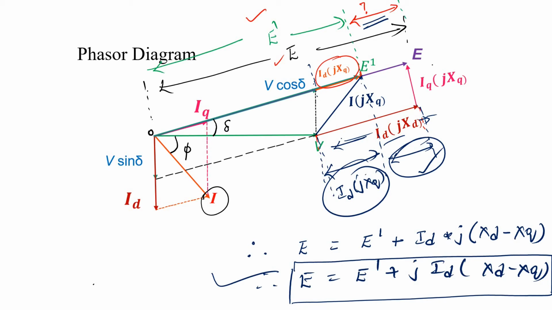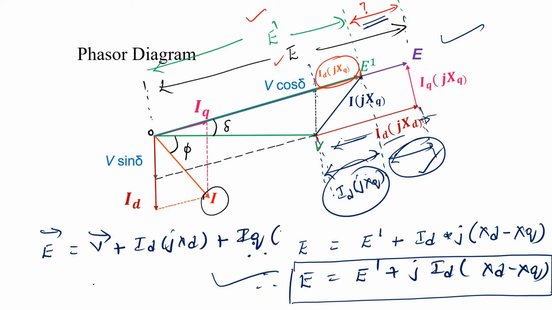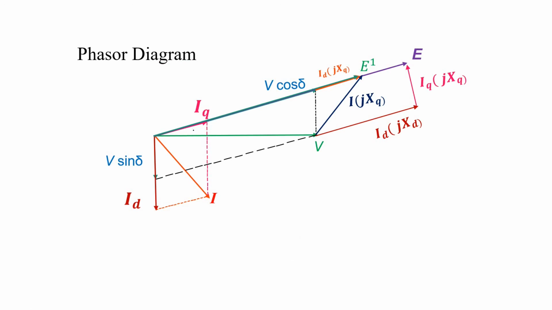Or else the generated EMF E is equal to the voltage V plus ID into JXD drop plus IQ into JXQ drop. So this is another formula for the excitation EMF E. So I hope this much is clear about the phasor diagram. Now one more relation is, this value we know, this is the del, and the phase angle between the voltage and current is the power factor angle phi.